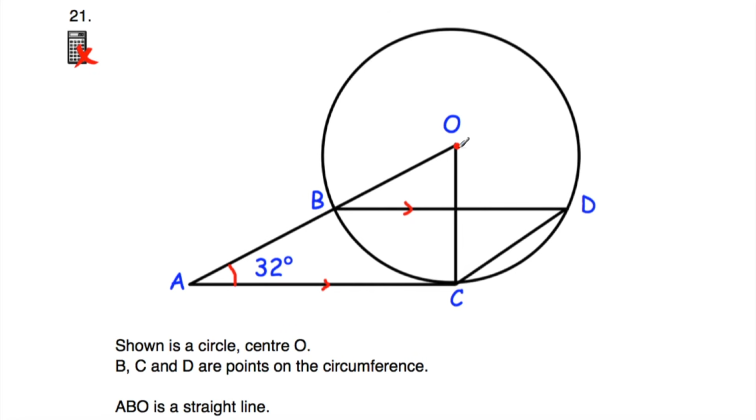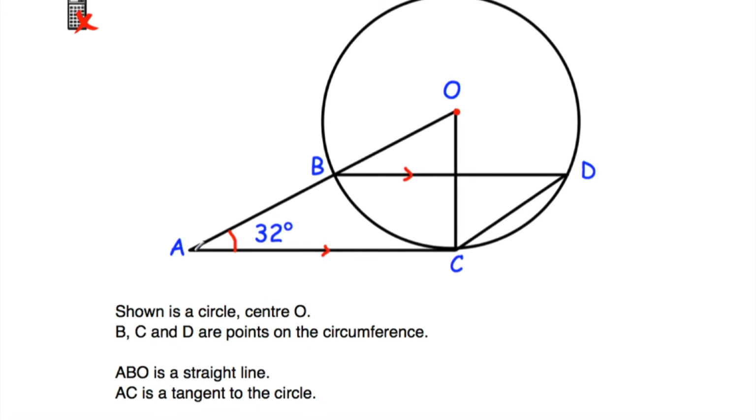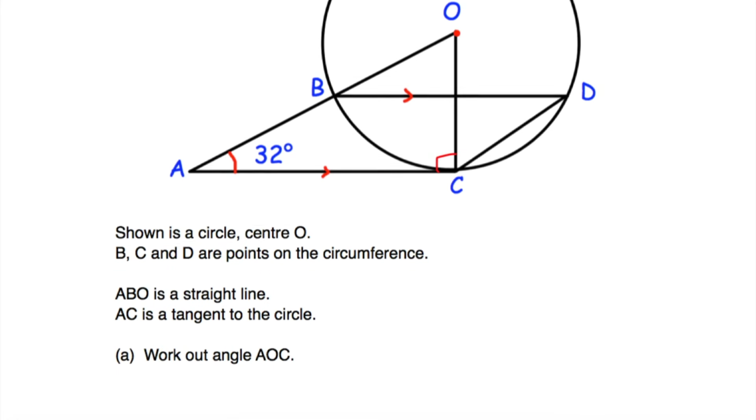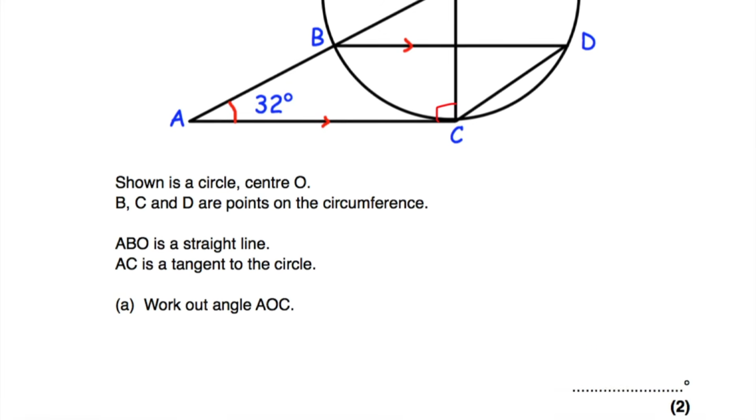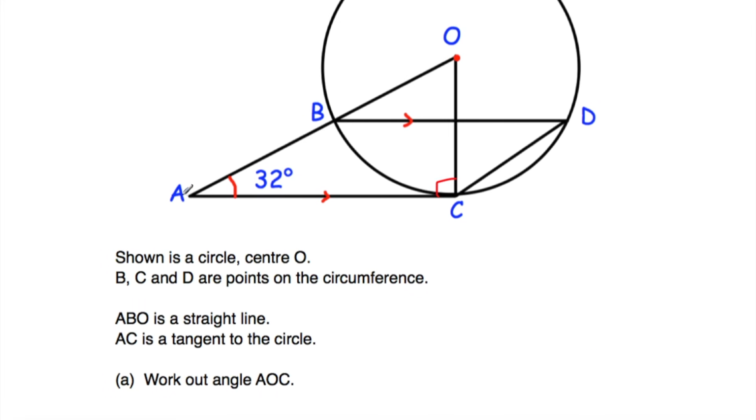So we've got this circle, and O is the center of the circle, and B, C, and D are points on the circumference of the circle. We're told that ABO is a straight line. We're told that AC is a tangent to the circle, so that means that's going to be a 90-degree angle. And if we carry on, we've been asked to work out the size of angle AOC. So we want to find the size of angle AOC.